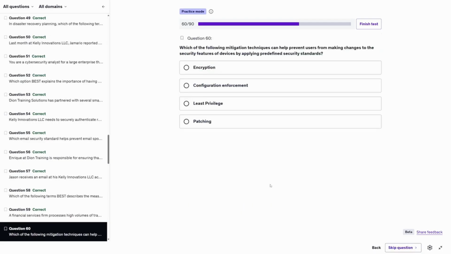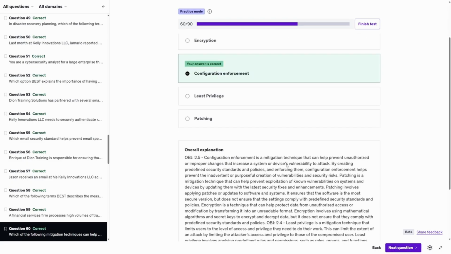Which of the following mitigation techniques can help prevent users from making changes to the security features of devices by applying predefined security standards? Now, this one's kind of in the name. That's going to be configuration enforcement.